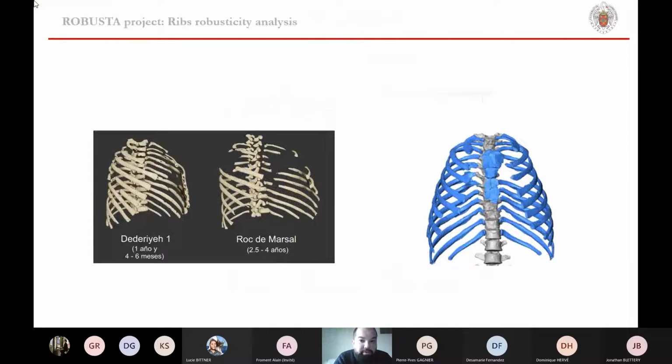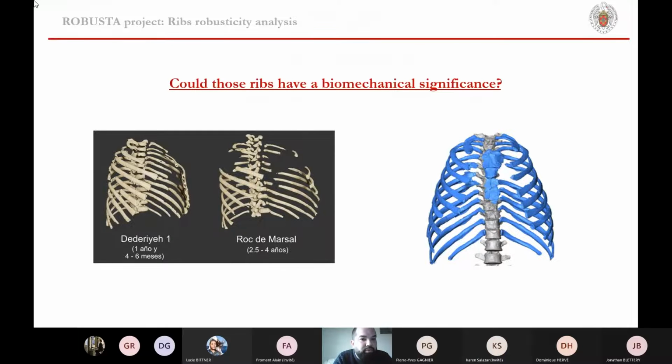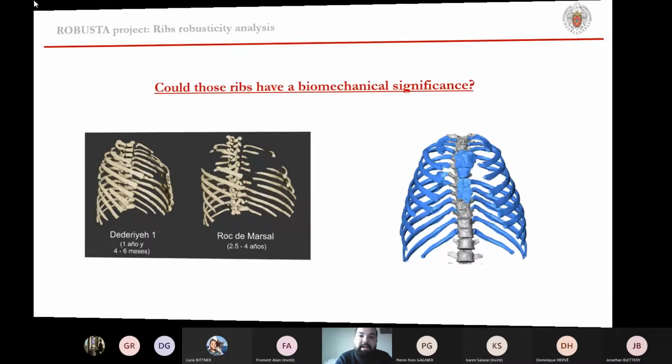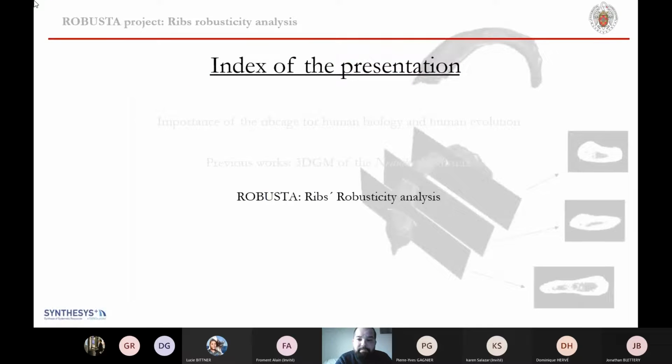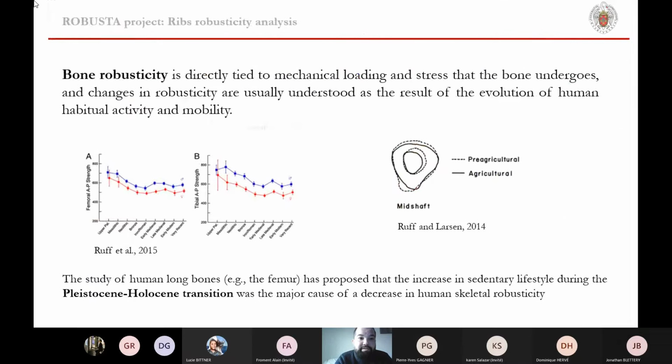But once we knew that the Neanderthal ribcage was different than modern humans, probably caused by differences in ecogeography or bioenergetics, we wanted to know if those differences in the ribs could have a biomechanical significance. And this is where the ROBUSTA project comes in, in order to study the ribs' robusticity analysis.